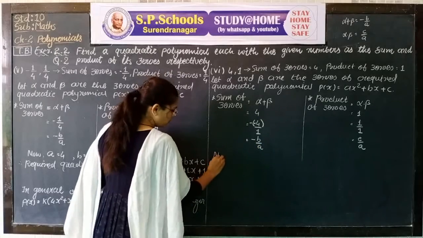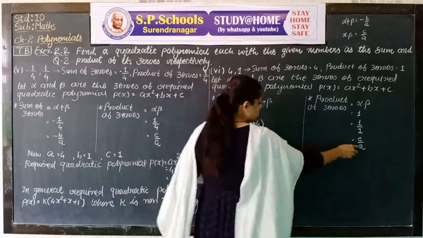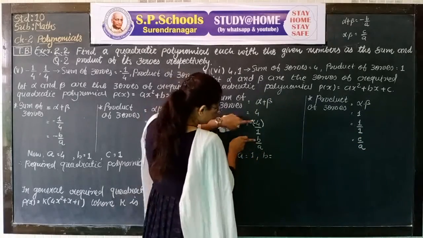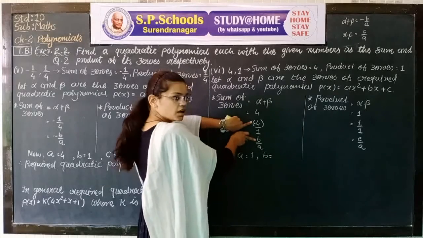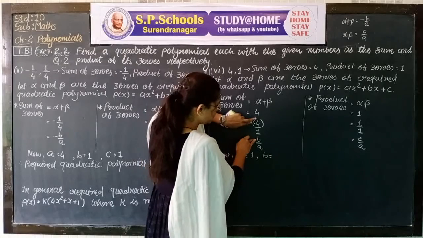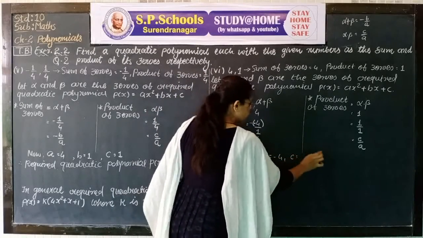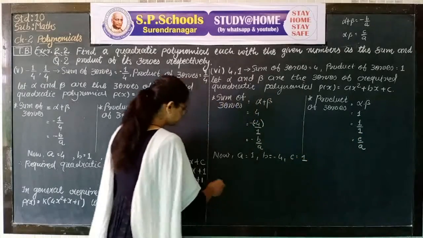Now a is equal to 1, numerators are equal. b is equal to minus, with minus. Then what is the value of b? Can you understand? What is the value of b? b is equal to minus 4. And c is equal to 1, the numerator.